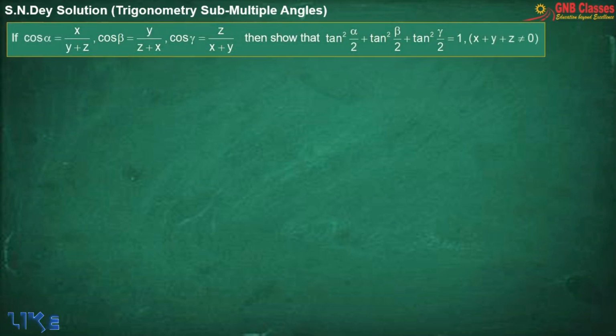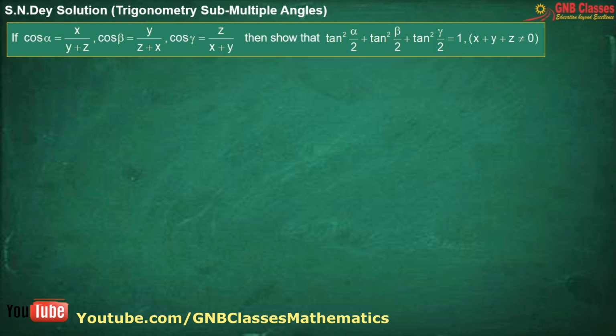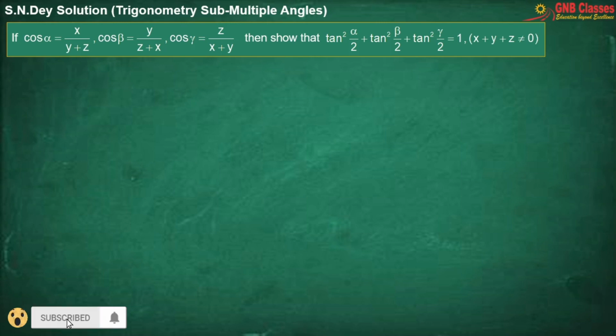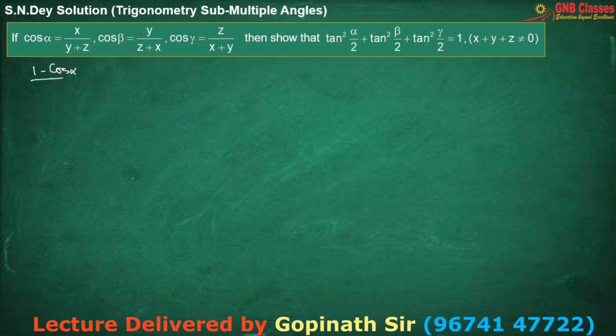In this case, if you see, we have been given cos alpha, cos beta, cos gamma, and in the proof part, we want tan square alpha by 2, tan square beta by 2, tan square gamma by 2. Now, to get tan square alpha by 2 from cos alpha, we have to find out 1 minus cos alpha by 1 plus cos alpha. Tell me yes or no. Because 1 minus cos alpha by 1 plus cos alpha will give you nothing but tan square alpha by 2.